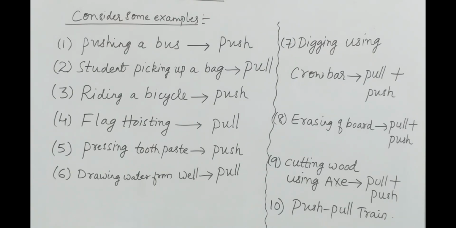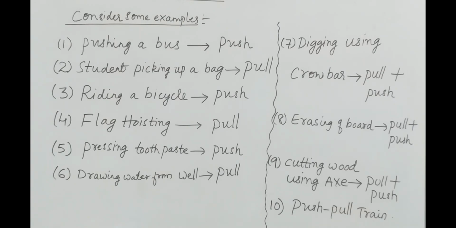Okay children, now let us see some more examples. Next is digging the ground using a crowbar. In this example, you cannot do the work just by pushing the crowbar towards the ground or simply pulling. You have to combine both pull and push, and only then is the digging done. Consider the example of erasing the board. You can observe a teacher, whenever he erases the board, he applies push as well as pull. And next, cutting wood using an axe. In this case also the person will apply push as well as pull.